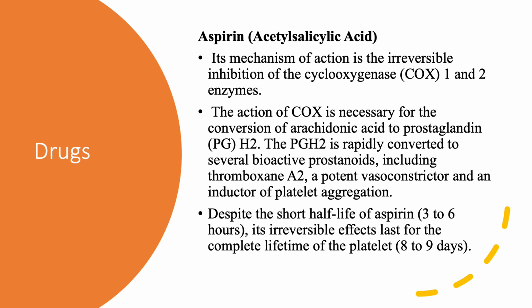So the most common drug of them is aspirin. Its mechanism of action is irreversible. Remember, it is irreversible inhibition of cyclooxygenase, COX-1 and COX-2 enzymes. The action of COX is necessary for the conversion of arachidonic acid to prostaglandin, and prostaglandin H2 is rapidly converted to several bioactive prostanoids, including thromboxane A2, a potent vasoconstrictor and an inductor of platelet aggregation.